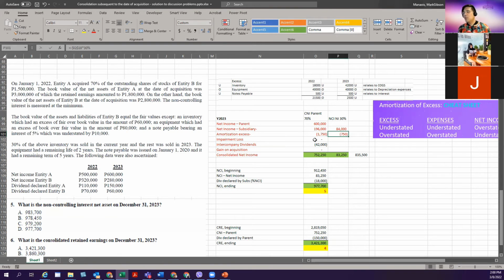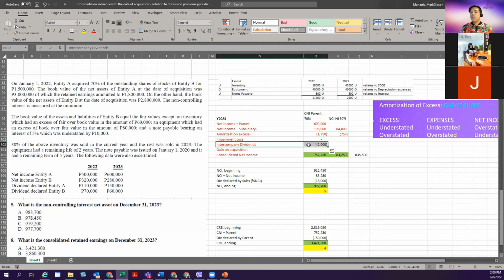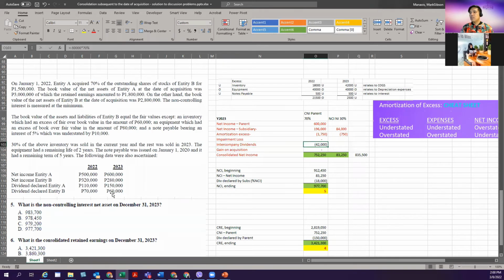So there's no impairment loss ulit. And then intercompany dividends, ito ulit yung dividend declared by entity B. So then proportionate share to parent, that's 70%. So that's 60,000 multiplied by 70%. We have to deduct this again, kasi nga, if not, double take up yung dividend income. Ayaw natin.